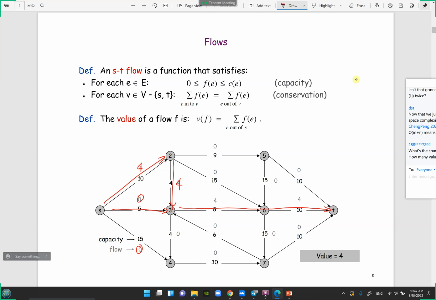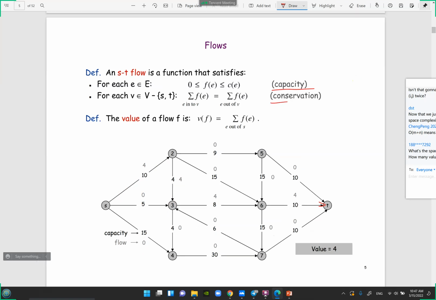Now the flow needs to satisfy some conditions. These conditions are called the capacity condition and the conservation condition. The capacity condition says that the amount of flow on each edge cannot exceed the capacity of the edge. Like here we said there's a pipe which only allows you to send 10 gallons. In this case, we're only trying to send 4 gallons, so that's fine. 4 is less than 10. But on this pipe, you're not allowed to send any more than 10 gallons, so this value here cannot be more than 10.